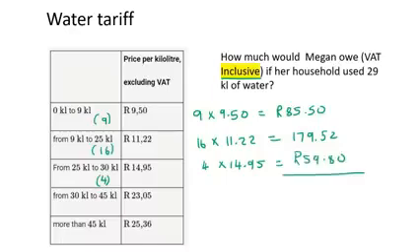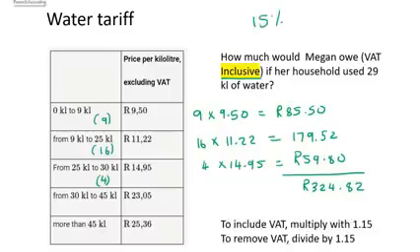Now if we add all of that together, we end up with 324.82. But now they want us to add the VAT. Remember we said we're going to assume that VAT is 15%. What we've learned in previous lessons is that if you want to include VAT, just multiply this number by 1.15. The 15 is the 15%.